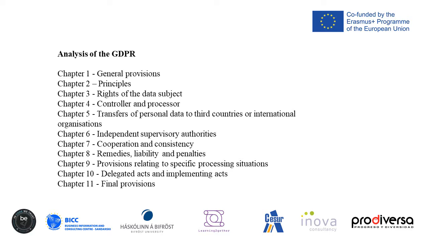Chapter 7, Cooperation and Consistency. This chapter outlines how supervisory authorities will cooperate with each other and ways they can remain consistent when applying this regulation and define the European Data Protection Board and its purpose. Chapter 8, Remedies, Liabilities, and Penalties. Chapter 8 covers the rights of data subject to digital remedies and the penalties for controllers and processors.